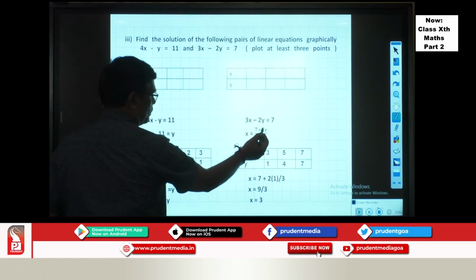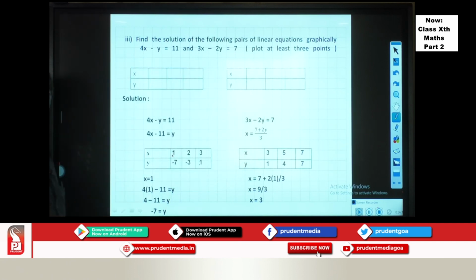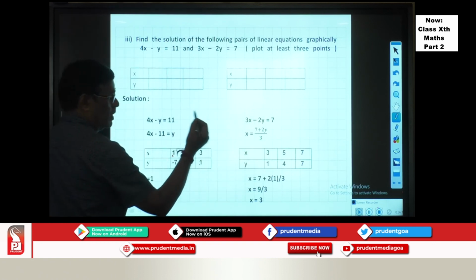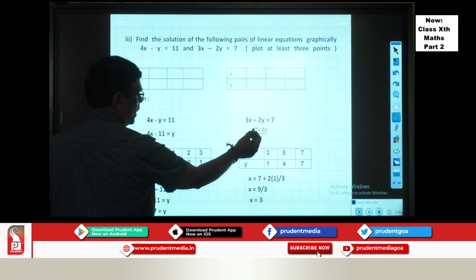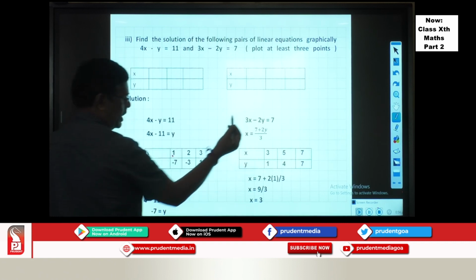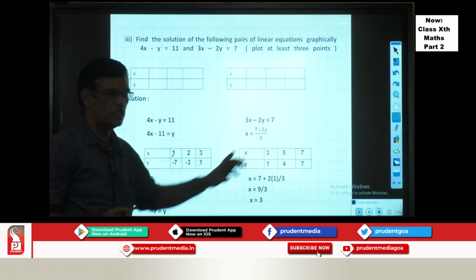Now here I have to substitute the value of y, because the variable on the right-hand side is y. So now the value of y I have taken is 1. Now see, 2 ones are 2, 2 plus 7 is 9, 9 divided by 3 is 3. So I am getting the value of x as 3.